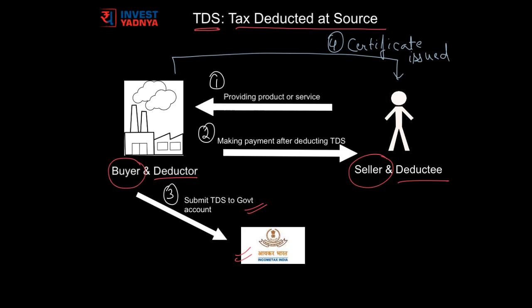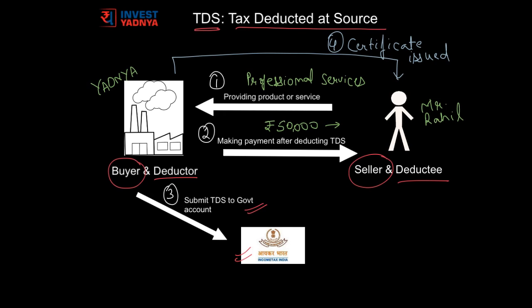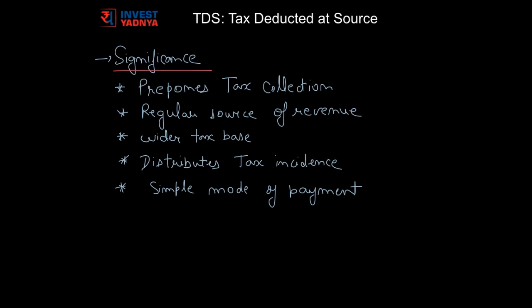Let us take an example of TDS, assuming the nature of payment is professional fees on which the specified rate is 10%. Suppose Yadnya Limited makes a payment of Rs 50,000 towards professional fees to Mr. Rahil. Then Yadnya Limited shall deduct a tax of Rs 5,000, that is 10% of Rs 50,000, and make a net payment of Rs 45,000 to Mr. Rahil. The amount of Rs 5,000 deducted by Yadnya will be directly deposited to the credit of the government, and it will issue a certificate to Mr. Rahil stating the same.